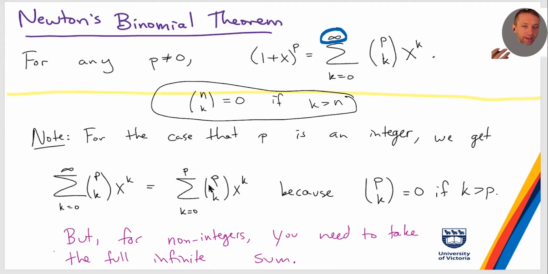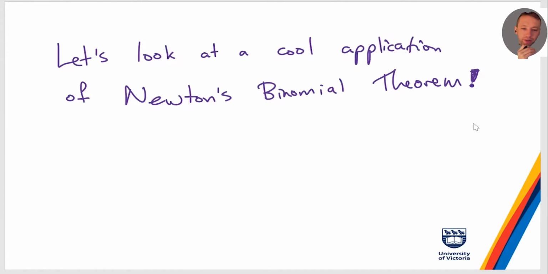So this is an extension of the usual binomial theorem to cases where the exponent is not an integer. What I'm going to do in the rest of the time is show you a cool application of this Newton's binomial theorem, as it's called, to determining the generating function of a complicated looking sequence. The sequence looks simple, but the generating function is going to be a little bit weird, and we're going to show that it comes out from this binomial theorem.